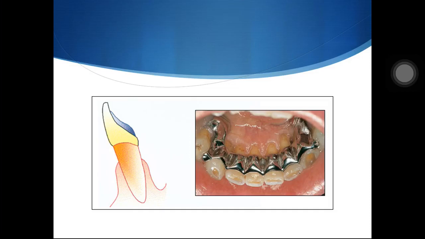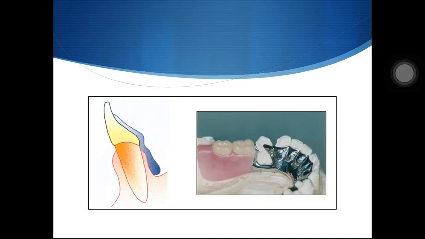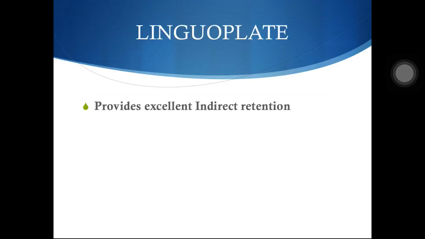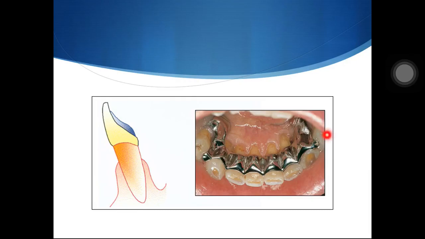These are basically the major connector, which also acts together as an indirect retainer, and it also has terminal rests as well. It will give indirect retention to the area. This picture has already been discussed before. So the linguoplate, which is the major connector, can also provide indirect retention. It provides excellent indirect retention, and it is seen only when it is supported with rests on both ends. If a linguoplate is provided without any preparation on the abutment teeth, then it will not act as an indirect retainer. It will only act as an indirect retainer when it has a supporting occlusal rest on its terminus.